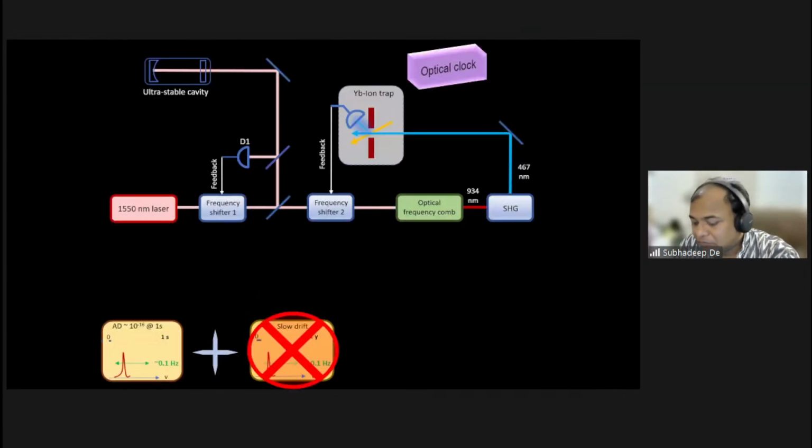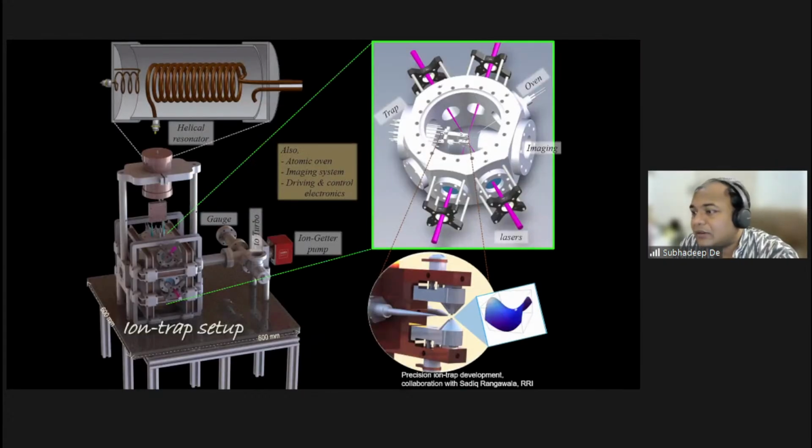Okay, so we have also developed the ion trap systems. This is the vacuum chamber. We have developed it in our laboratory already, and we are putting them together at this moment.